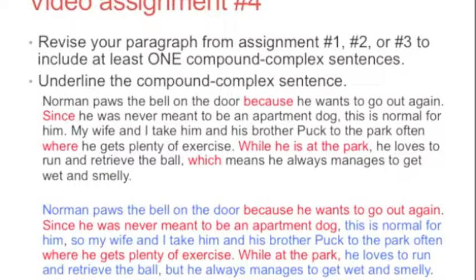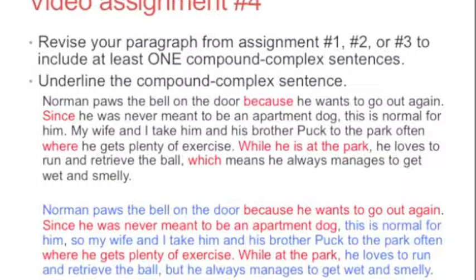So Norman paused the bell on the door, independent clause. Because he wants to go out again, dependent clause. Since he was never meant to be an apartment dog, dependent clause. This is normal for him. All right, so let's pause here. So I have since he was never meant to be an apartment dog, which is a dependent clause, and this is going to be the first compound complex sentence in this paragraph. Since he was never meant to be an apartment dog, dependent clause. This is normal for him, independent clause, and I've combined that with my wife and I take him and his brother Puck to the park often. Okay, so I use the coordinating conjunction. I've used the fanboys word so there to do that.